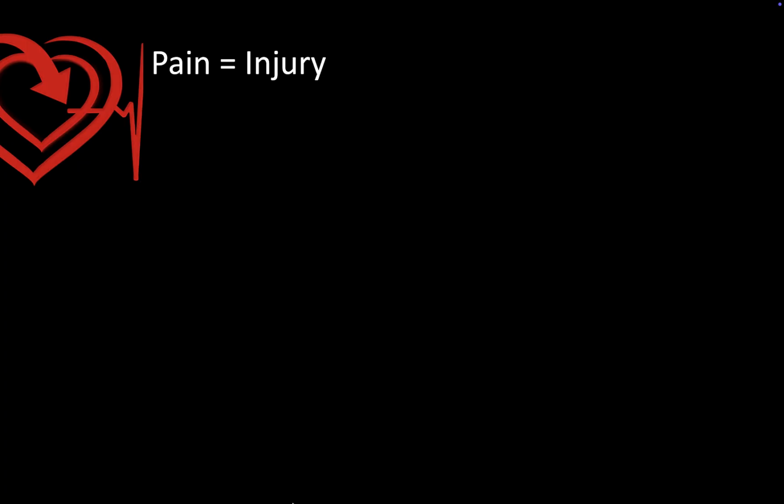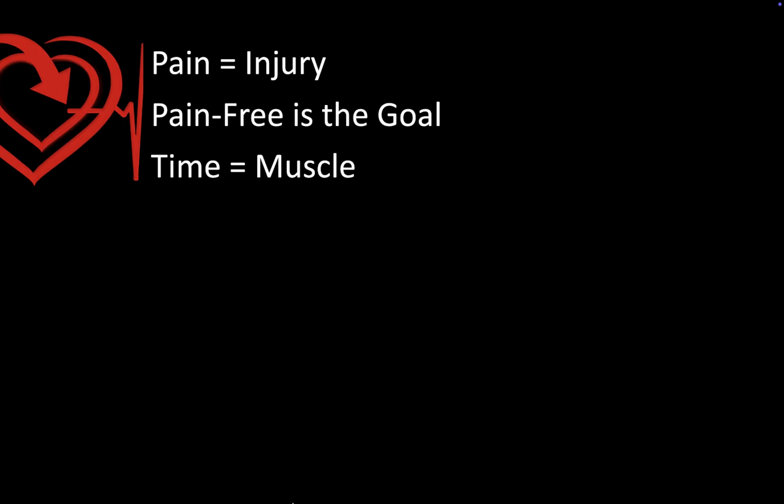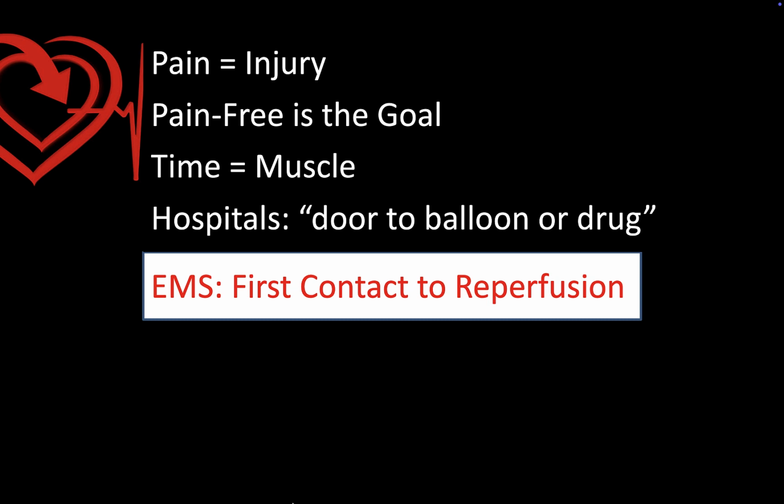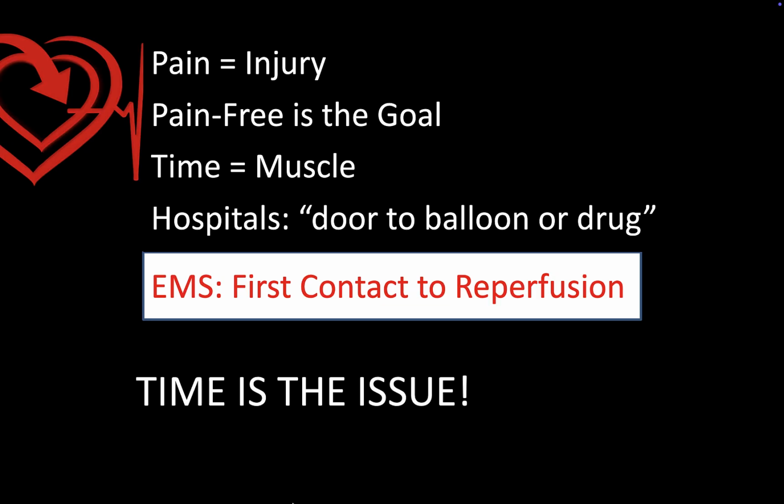Some more basic concepts: pain equals injury. Our goal is to make sure our patients are pain-free. Time is muscle, we already said that. And hospitals traditionally have tracked door-to-balloon times or door-to-drug times. In other words, from the time the patient gets there, how long does it take before a definitive intervention is done? For EMS, we've gotten much better at this, and what we really need to be tracking is first contact to reperfusion. So how much time from our first contact with that patient does it take before they are being reperfused in an effective manner?